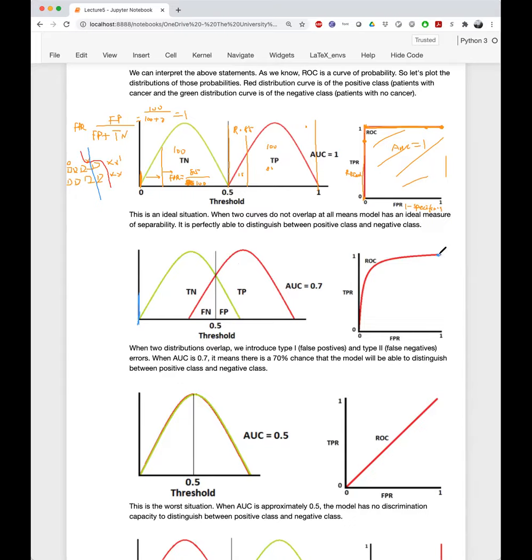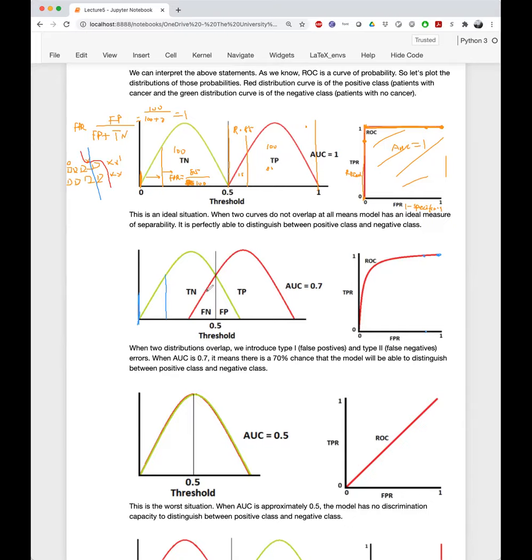So we get 1, 1 as a point. That's the point here. Then we move the threshold to here. Still recall is 1. And now the false positive rate is about 85. That's the area of the square under the green curve and this vertical line, about 85 divided by 100. So 0.85, 1. Right. So the point is actually here.